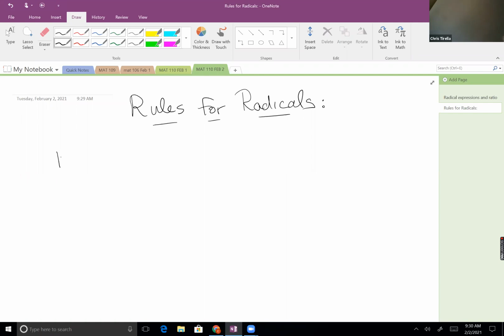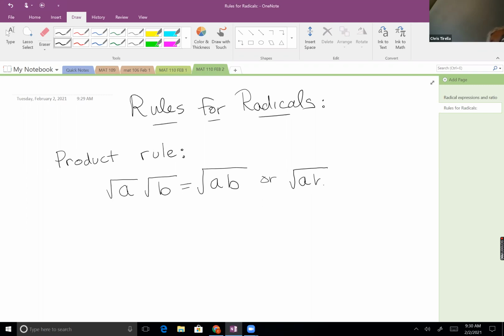We're going to find two that we're going to use right now. The first is the product rule. And this rule we're going to use in both directions. We're going to say that the square root of a times the square root of b is equal to the square root of a times b. Or because equality is a symmetric relationship, we can reverse that. So we can say that the square root of a times b is equal to the square root of a times the square root of b.